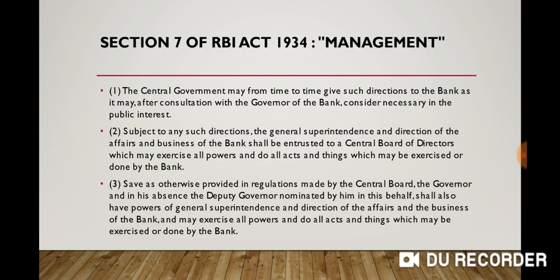Third, save as otherwise provided in regulations made by the central board, the governor, and in his absence the deputy governor nominated by him in this behalf, shall also have powers of general superintendence and direction of the affairs and the business of the bank, and may exercise all powers and do all acts and things which may be exercised or done by the bank.